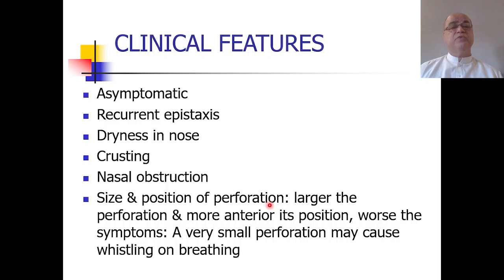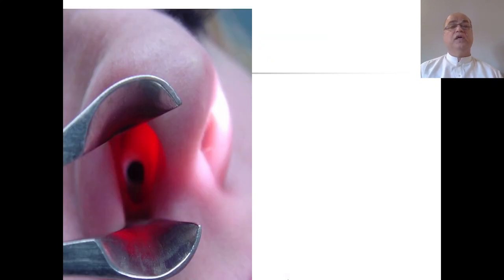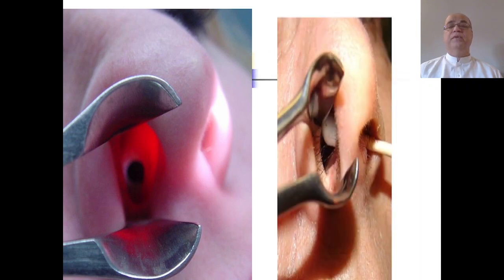Then according to the size and position of the perforation, the larger the perforation and the more anterior its position, the worse the symptoms. A very small perforation may cause whistling on respiration, because we know that when air is passing through a narrow space there is always a hissing sound. So with a small perforation, there will be a hissing or whistling sound on inspiration especially. So this is how it will look. Even to confirm it, you can pass this Q-tip from one nasal cavity and it will protrude through the defect into the other side of the nasal cavity.